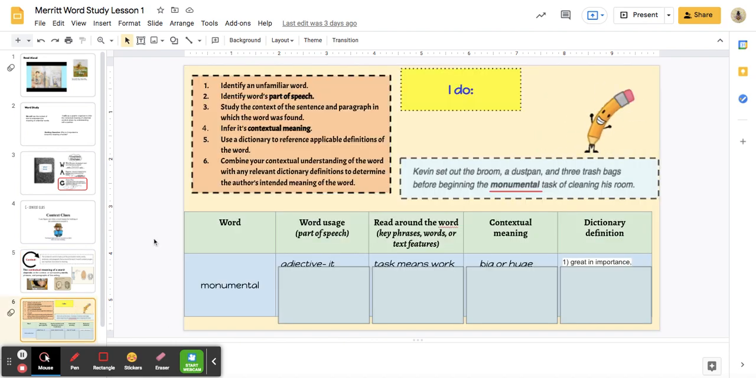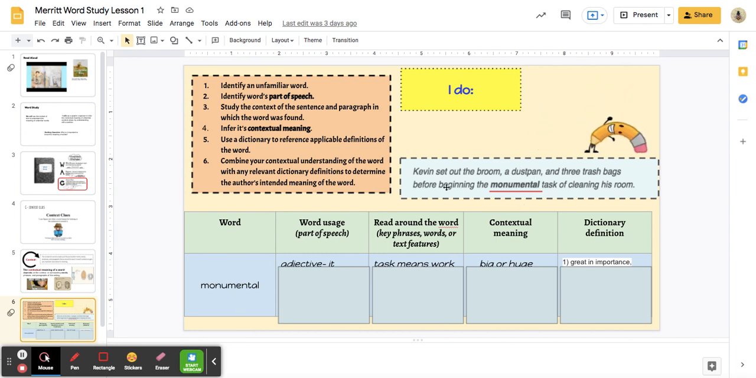All right. So today we're going to identify an unfamiliar word, look at the word's part of speech, study the context of the sentence and paragraph in which the word was found, infer its contextual meaning, use a dictionary to reference applications of the word, combine your contextual understanding of the word with any relevant dictionary definitions to determine the author's intended meaning of the word. So, monumental is our word.